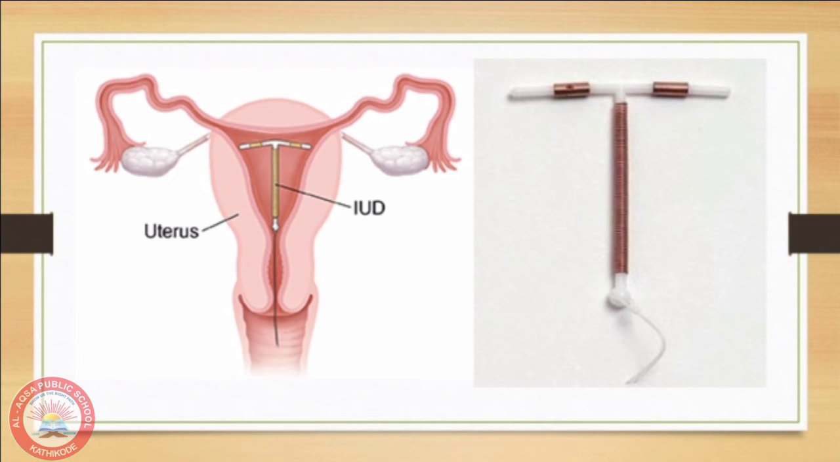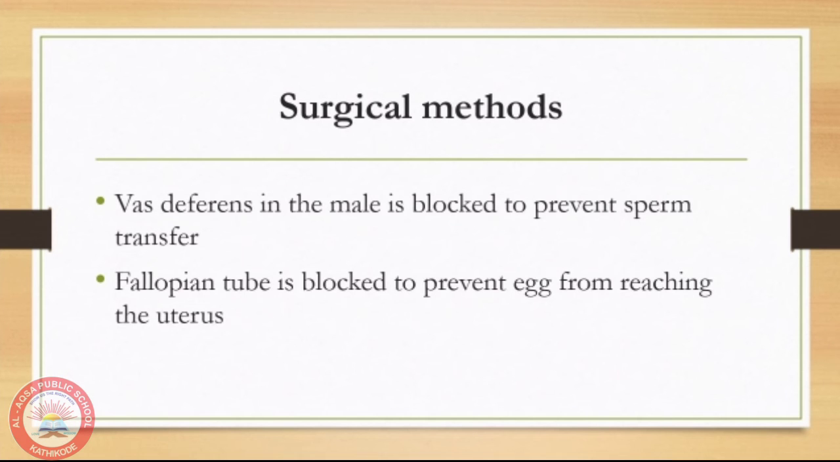You can see the copper T on the right side. It's shaped like the letter T, and you can see the copper wiring on it and how it is placed inside the uterus. Surgical method is by blocking the vas deferens or the fallopian tube. By blocking the vas deferens in the male, the sperm is prevented from transferring. And by blocking the fallopian tube, the egg is prevented from reaching the uterus.